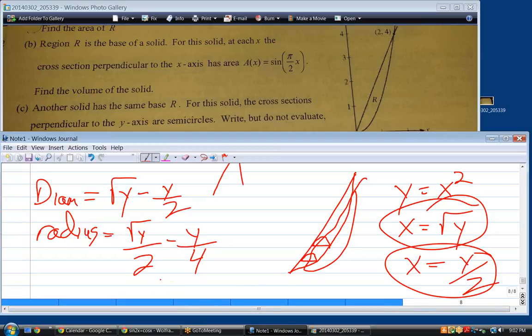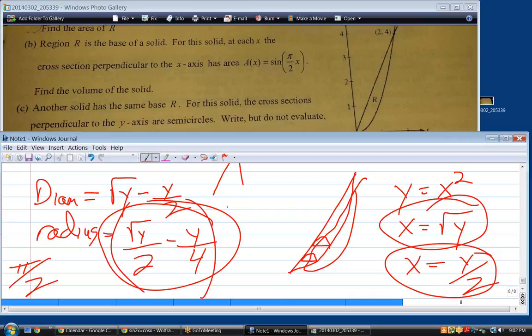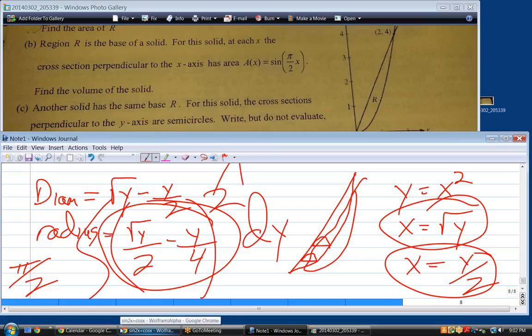So I'm going to use semicircles. So I've got pi over 2 times the integral from 0 to 4 of this squared dy. From 0 to what? 4. Not 0 to 2, but 0 to 4, because we're using the y coordinate.